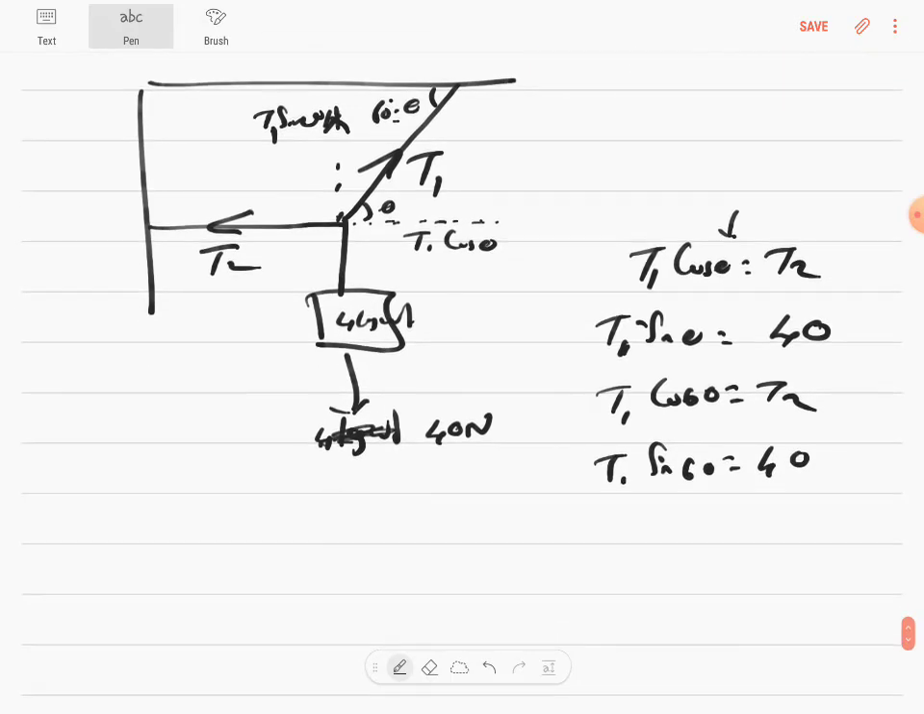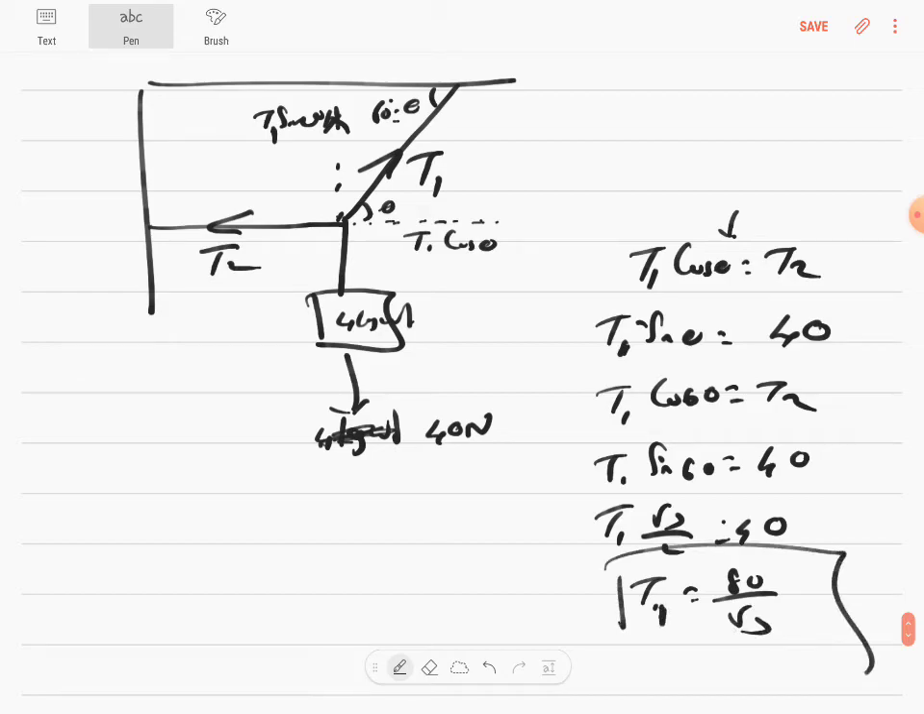You know what sin 60 is? So T1 into sin 60, which is root 3 by 2, is equal to 40. So T1 itself is 80 by root 3. That is your T1 in newtons. Correct? Tension also is in newtons. You substitute that here, you will get T2.